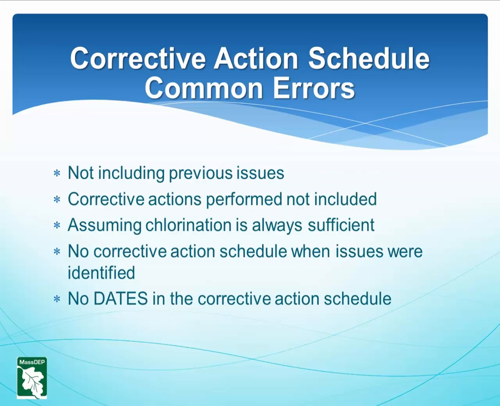Common errors in corrective action schedules. Some common errors in corrective action schedules include not including issues identified in previous inspections, even when relevant to the current situation, failing to include corrective actions performed, assuming that chlorination is always sufficient, failing to include a corrective action schedule even when issues are identified, and not including dates in the corrective action schedule.